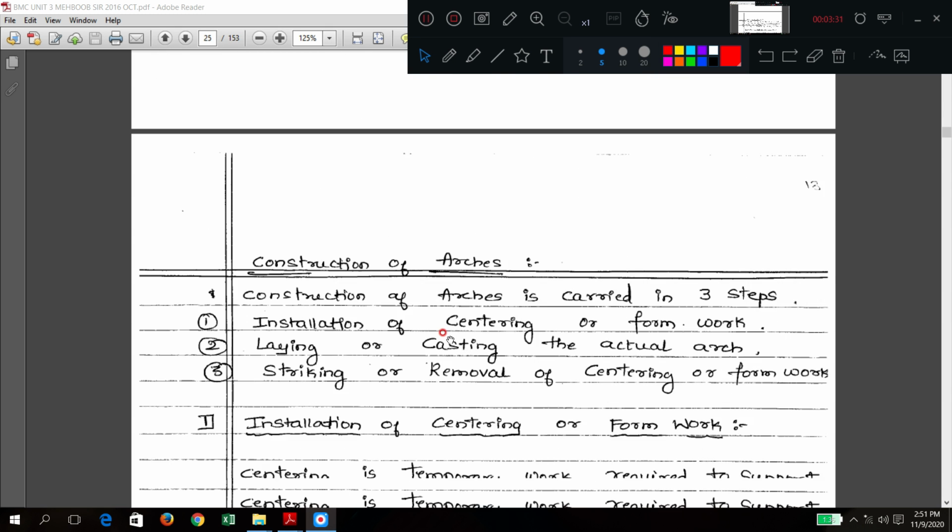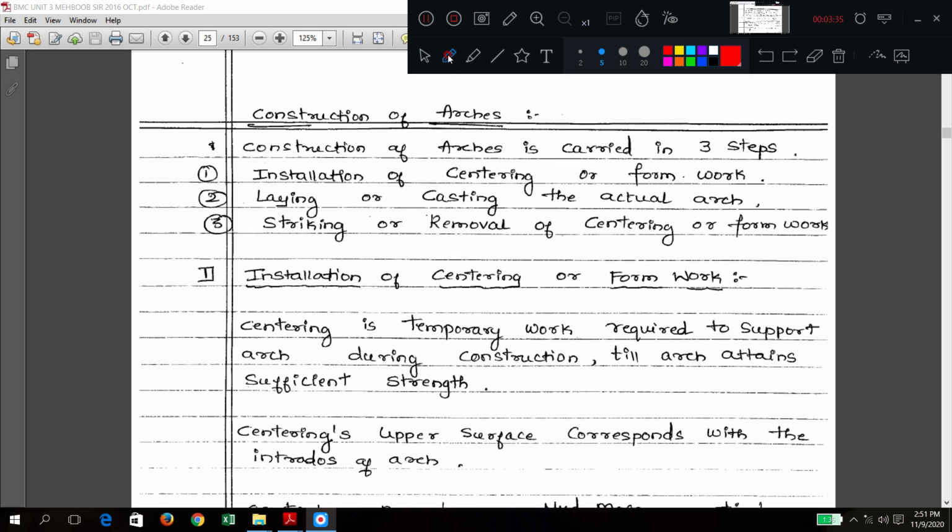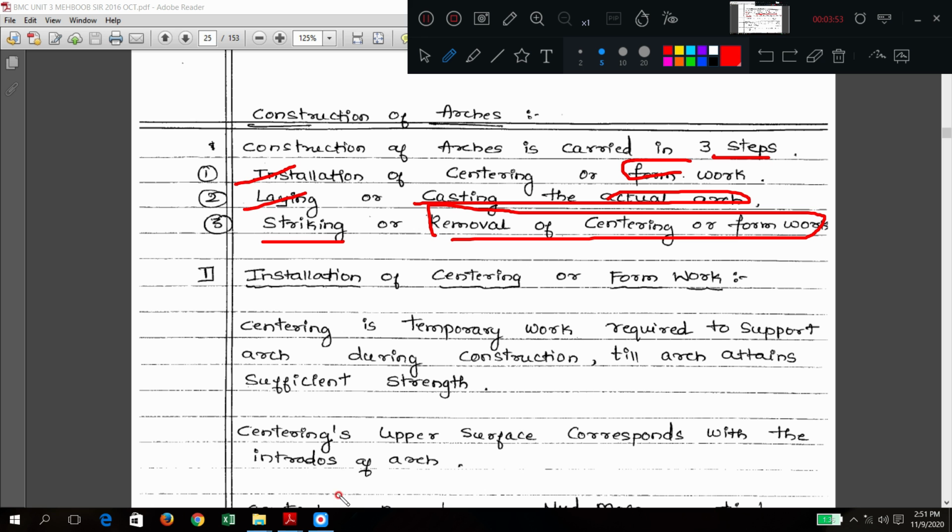Here we are seeing the last part, construction of the arch. Just try to read this. Construction of the arch is carried out in 3 steps. What are those steps? Installation of centering, or you can call it formwork, laying or casting of the actual arch, striking or removal of centering.